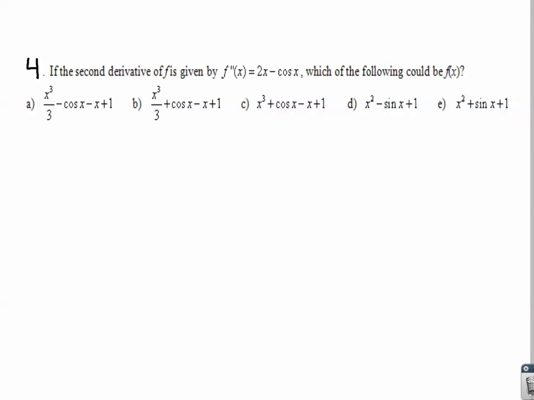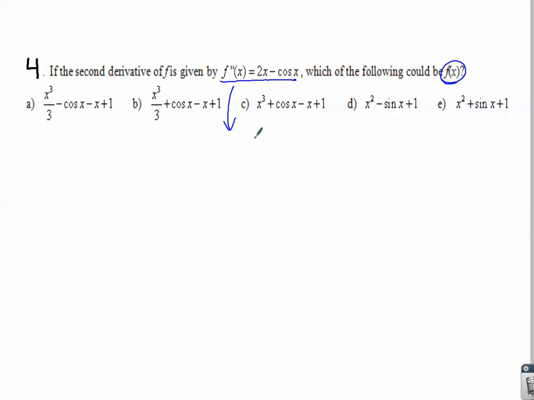One more that I've seen on an AP exam is multiple choice style. So either you can take the derivatives of each of these answers. We're looking for the second derivative of f given by this function, which could be the following function of f of x. So we're looking for two antiderivatives. We can do the derivative of each one of these twice and see which one gives us this, or we could do this antiderivative twice. Why don't you try it, come back to the video, and see if you got the correct answer.